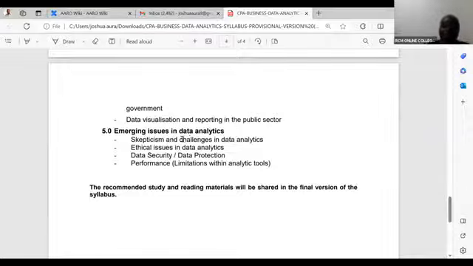Great. Emerging issues in data analytics, skepticism and the challenges in data analytics. You can't just go and get data and then start relying on it. You have to be skeptical. Skepticism is about having a question in mind. It's about, in this case, doubting everything you're told. Ethical issues in data analysis, you can't.